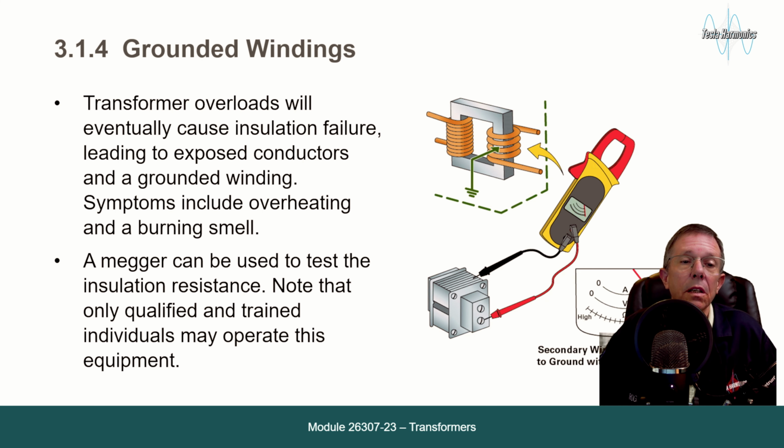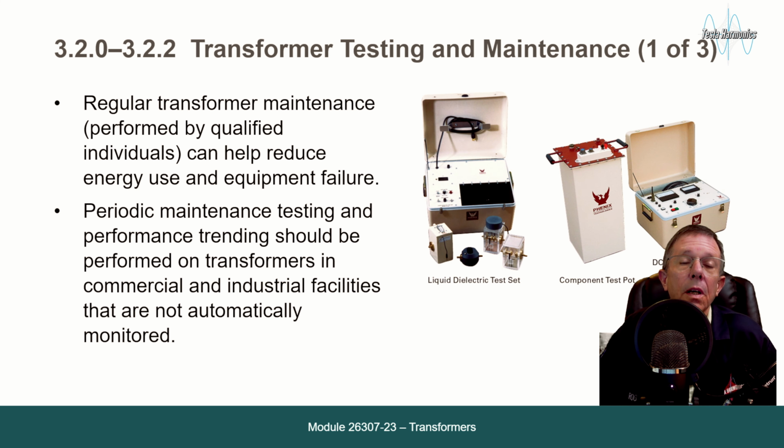Grounded windings. Transformer overloads will eventually cause insulation failure, leading to exposed conductors and a grounded winding. Symptoms include overheating and a burning smell. A megohmmeter can be used to test the insulation resistance. Note that only qualified and trained individuals may operate this equipment. Transformer testing and maintenance. Regular transformer maintenance performed by qualified individuals can help reduce energy use and equipment failure.